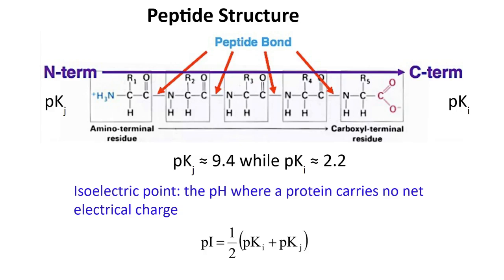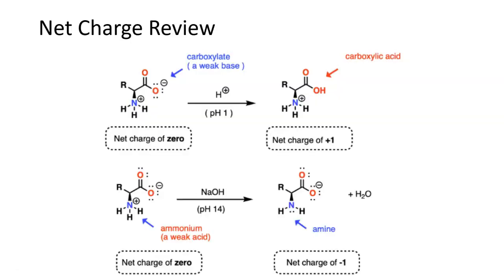And so how do you find that isoelectric point? It is pretty much taking the average of the pKa's of these different groups. And therefore that is represented right here, where you just add them together and divide by 2. So that's effectively taking the average. And that will define what is the isoelectric point.